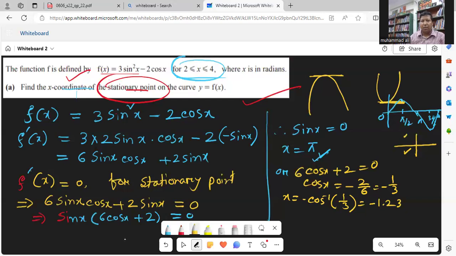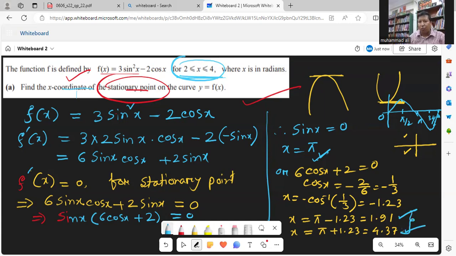If we want the second quadrant result, we get pi minus 1.23, which is 1.91. And for the third quadrant, we write pi plus 1.23, so it will be 4.37. But we have to reject both of these results because they are not included in this interval. So reject these two values.